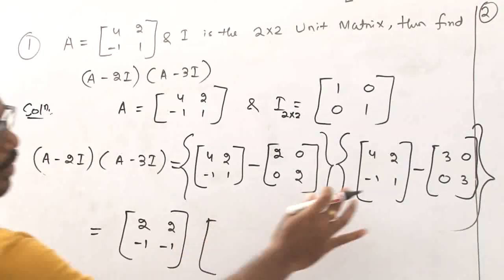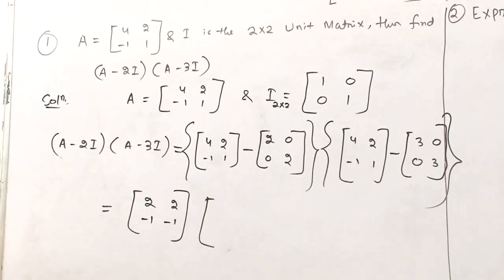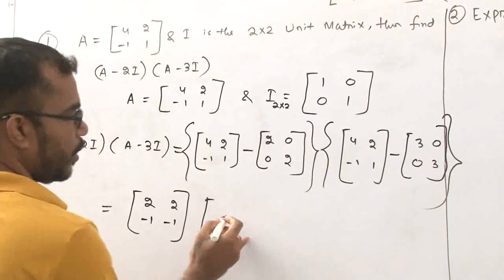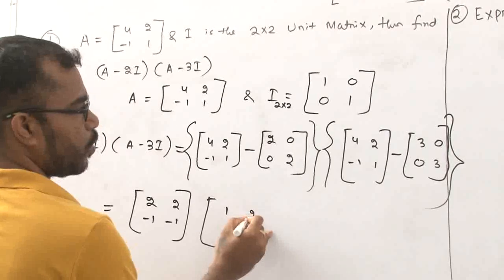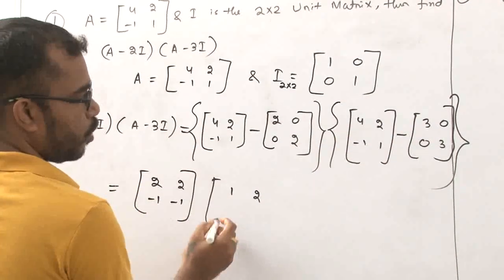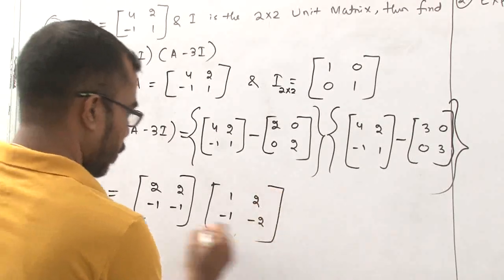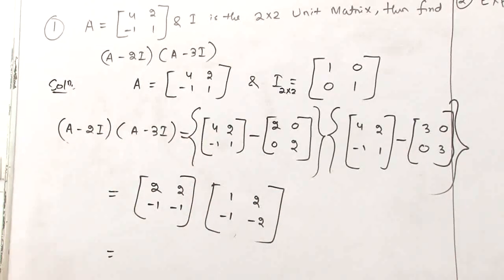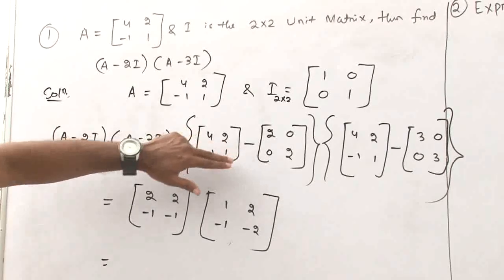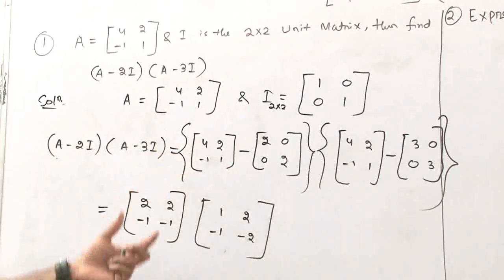Similarly, subtract the second term. We get 4 minus 3, that is 1; 2 minus 0, that is 2; minus 1 minus 0, that is minus 1; 1 minus 3, that is minus 2. So here is the solution of this above expression.